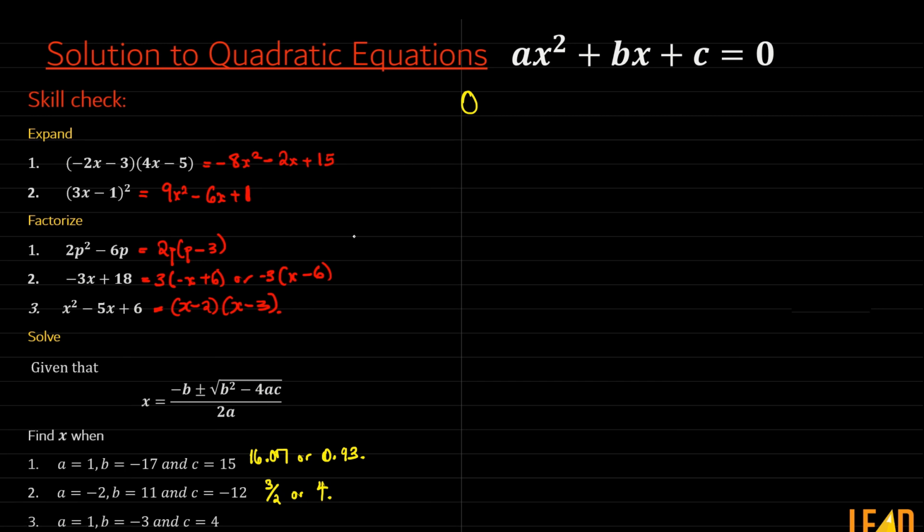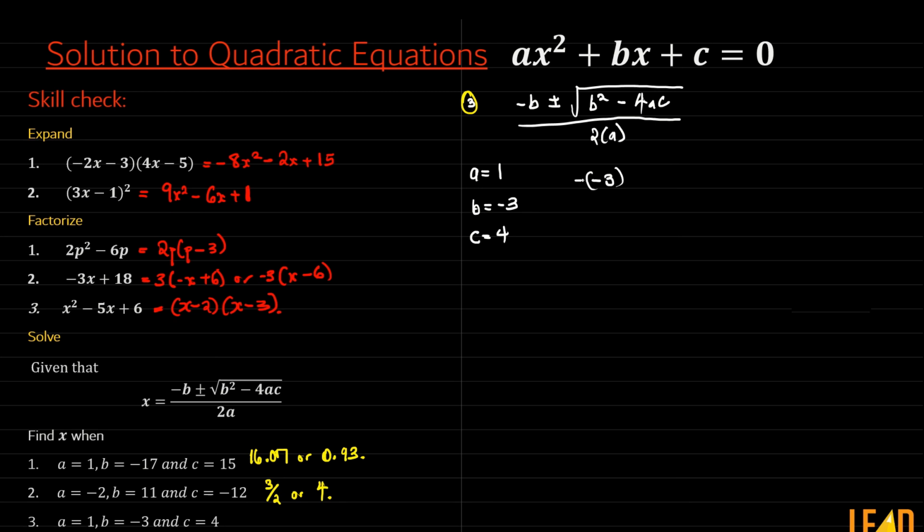Okay, so let's pick out the final one, number 3. We have minus b plus or minus the square root of b squared... I should have left the former formula there. Okay, a is 1, b is negative 3, and c is 4. All right, so let's dive in. We'd have minus minus 3, sorry, my bracket, minus 3, plus or minus the square root of minus 3 squared minus 4 times 1 times 4.